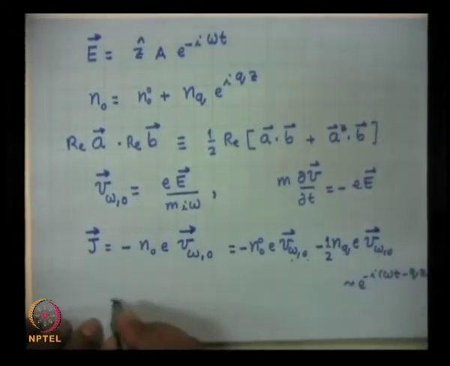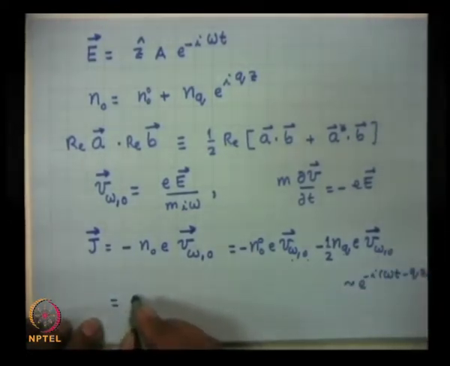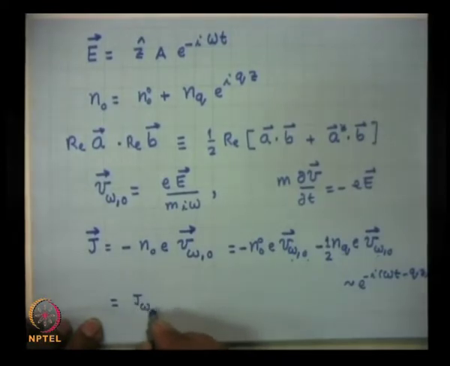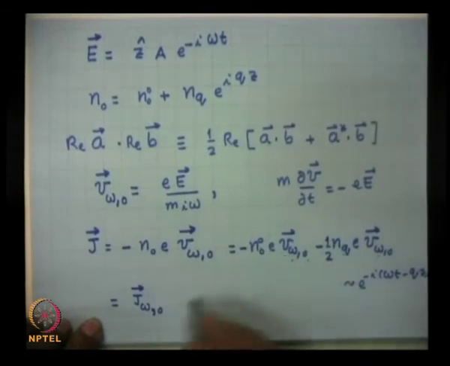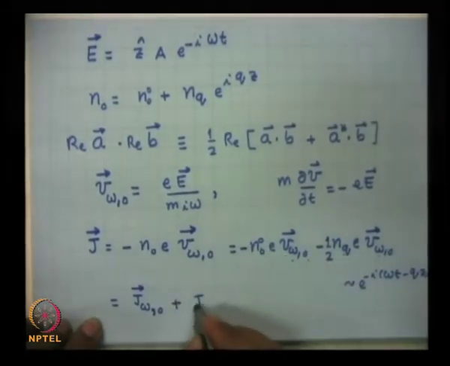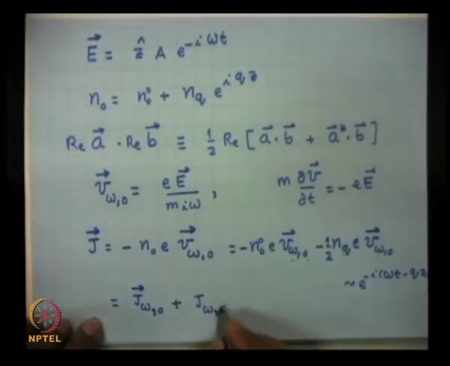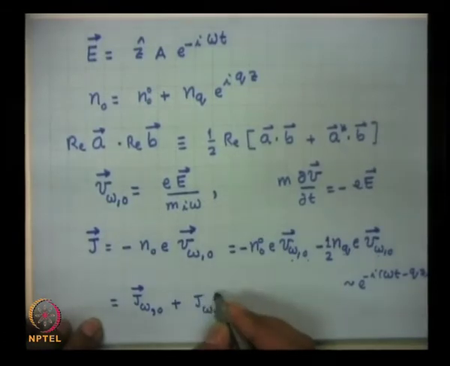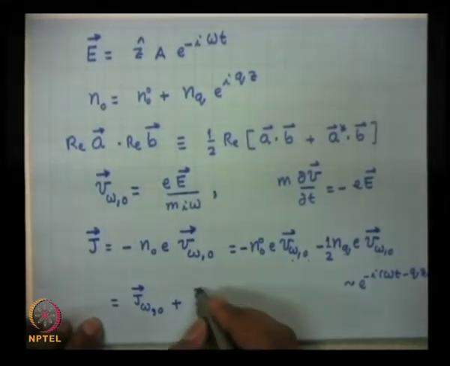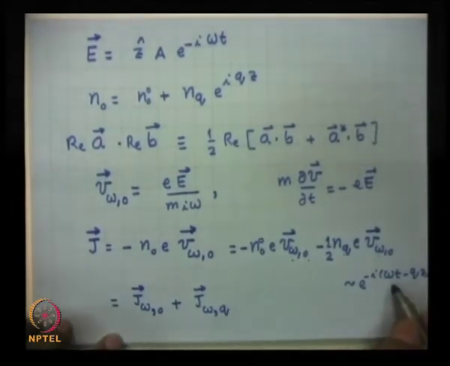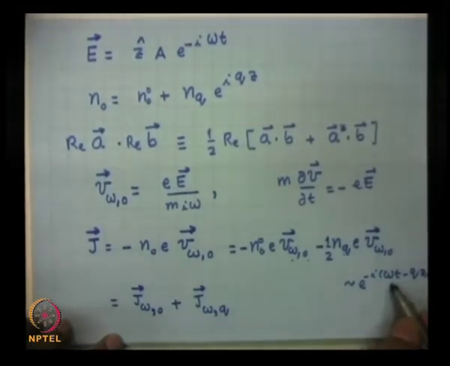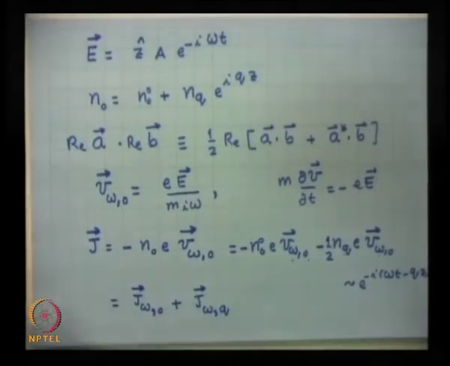Let me call this current J. So, I will write J is equal to J at omega and wave number 0 because of this term, plus J at omega and q, and this is the term which goes as exponential minus i(omega t minus q z). So, there are two terms produced.